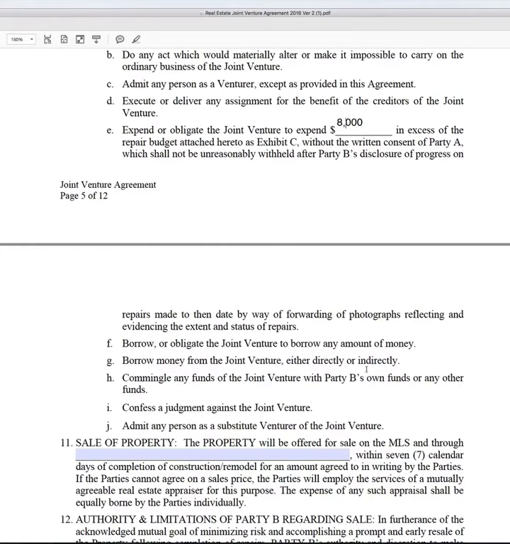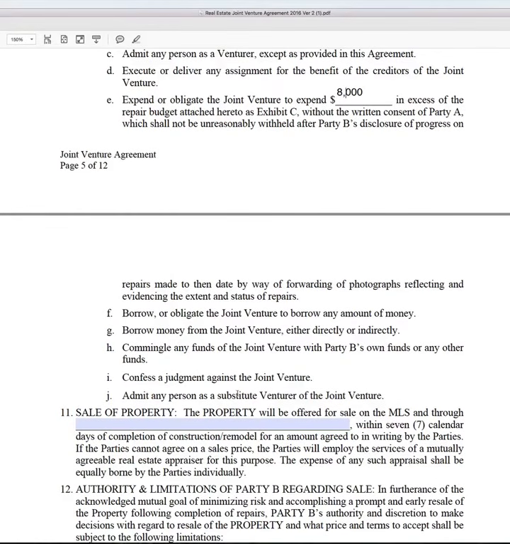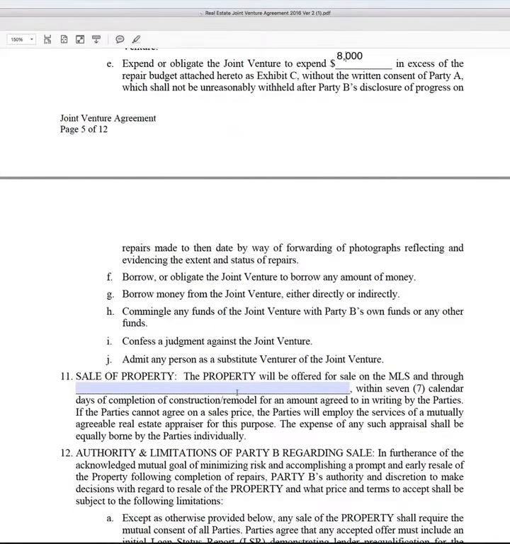Borrow or obligate the joint venture to borrow any amount of money. Borrow money from the joint venture, either directly or indirectly, so Party B can't take money out. Commingle funds. Confess a judgment. Admit any person to the joint venture. So I don't want to bring in other people to this joint venture. So these are some protections here that we have.